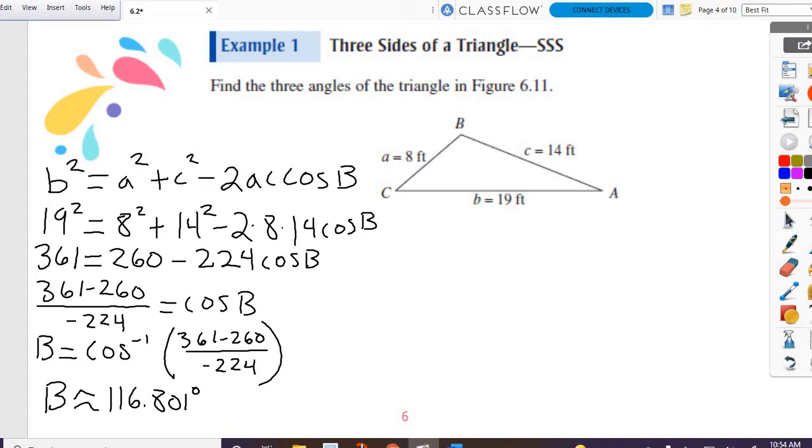Alright? Questions on our steps so far? Because then from there, once I have another angle, do I have to use law of cosines again? No. From there, you could if you really wanted to.